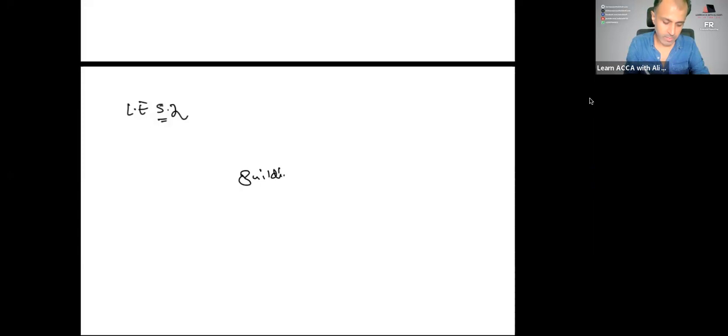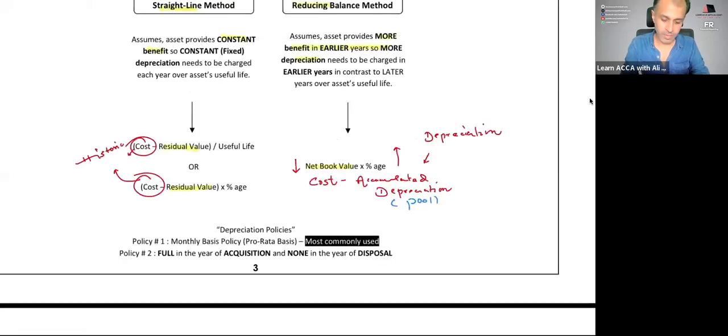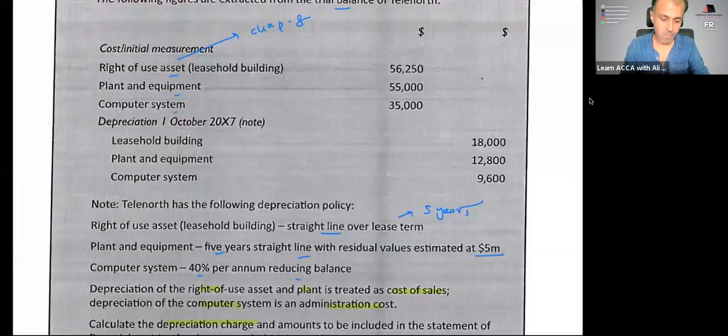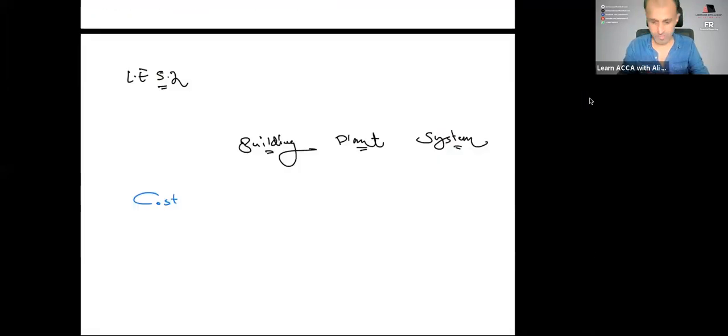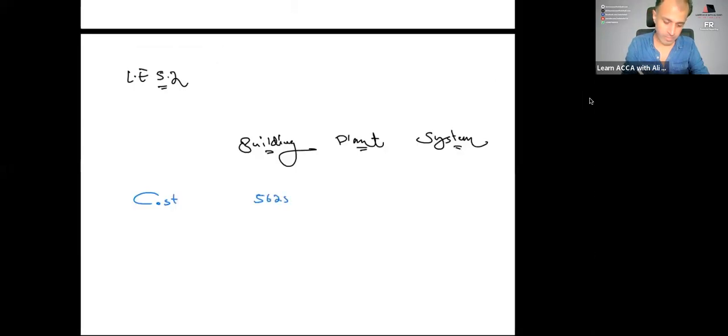Building, plant, and this one for system. There I can write the cost, which is given. The cost is given as 56250. Plant is given at 55,000. And then we have 35,000.